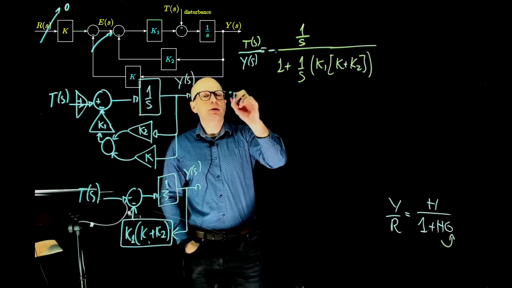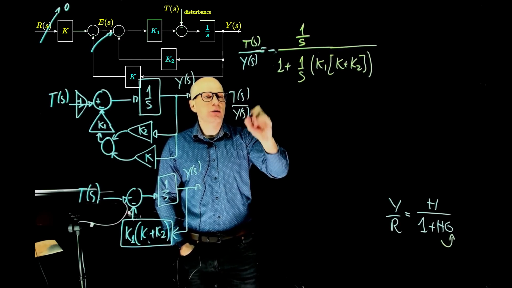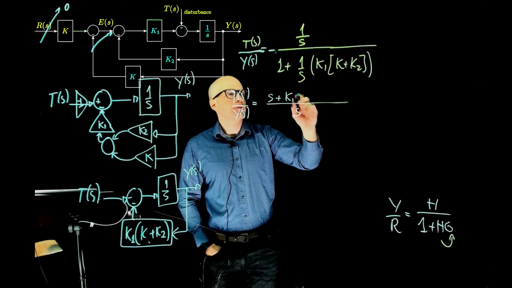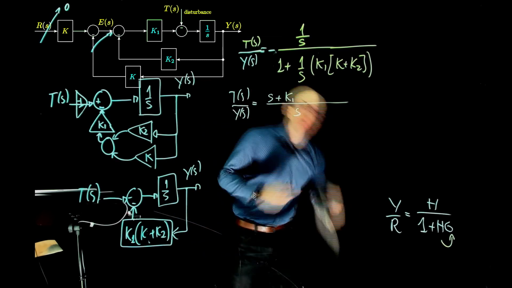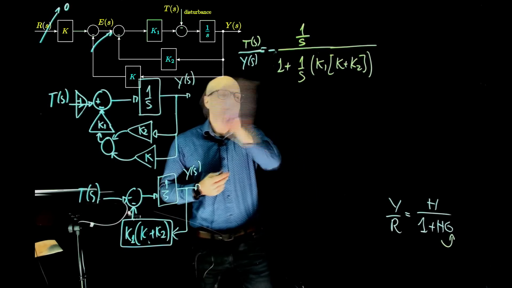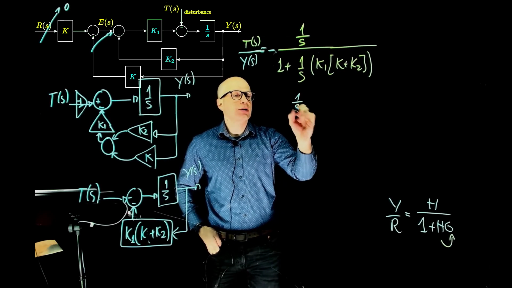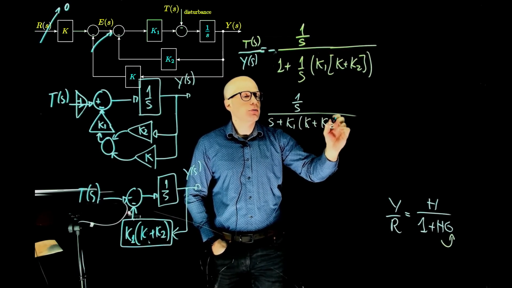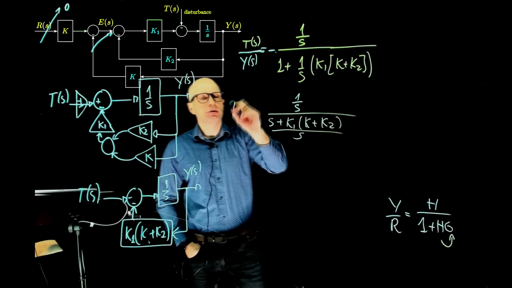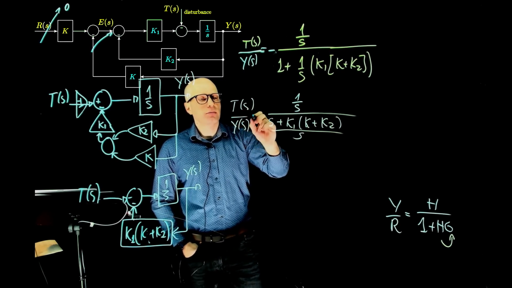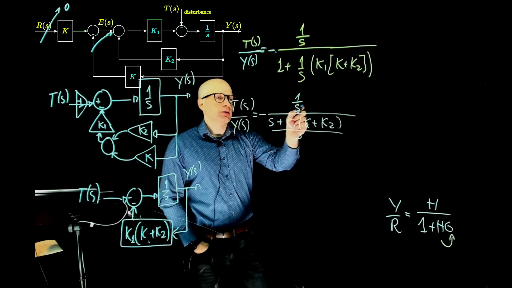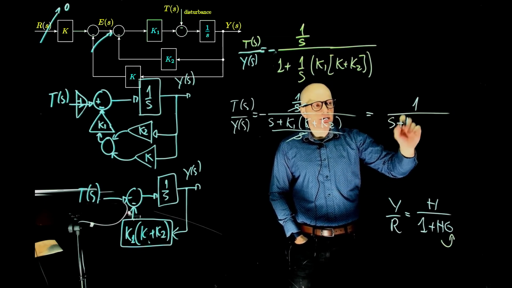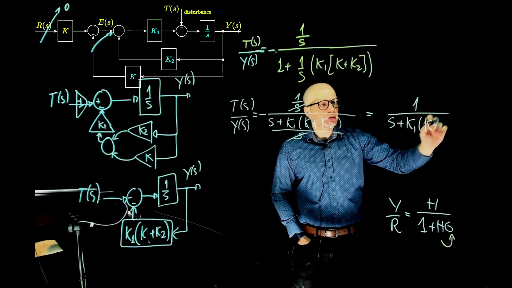How do we solve this? T of s over Y of s. We find a common denominator. The common denominator is s plus k1. So 1 over s plus k1, k plus k2, all over s. That's T over Y. Now this s cancels that, and we are left with 1 over s plus k1 times k plus k2.